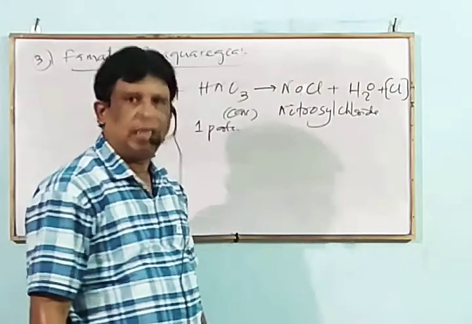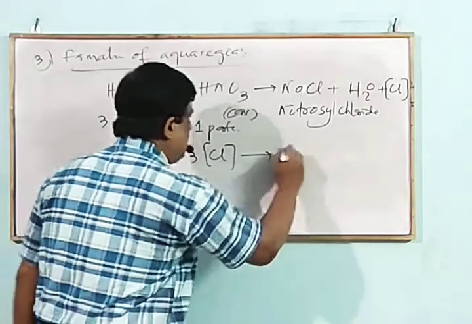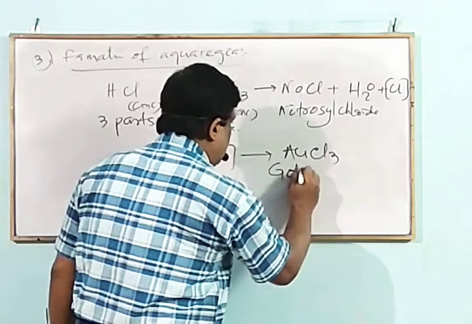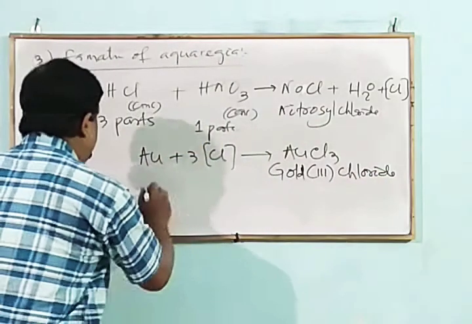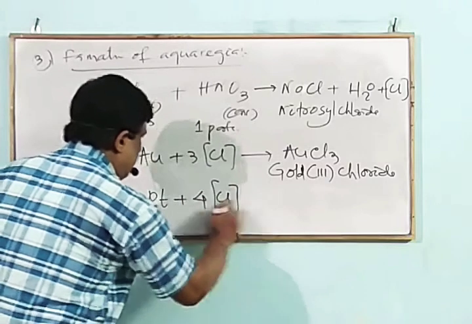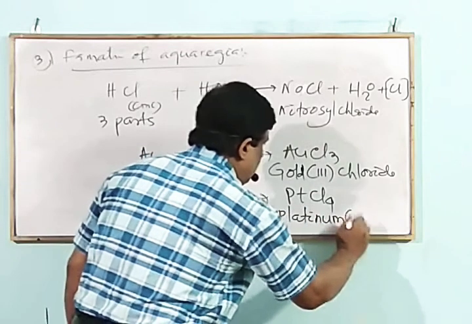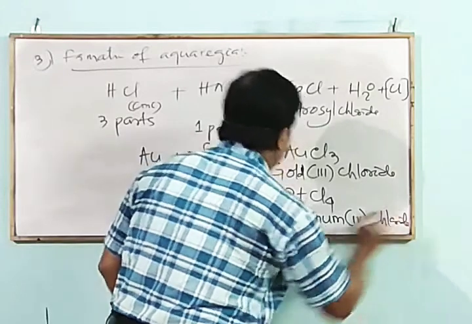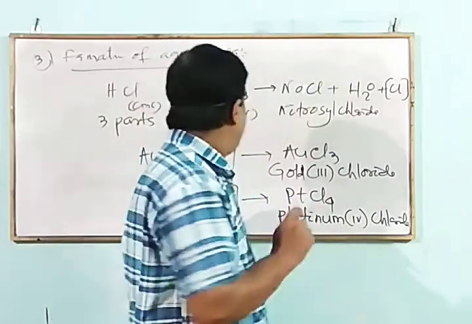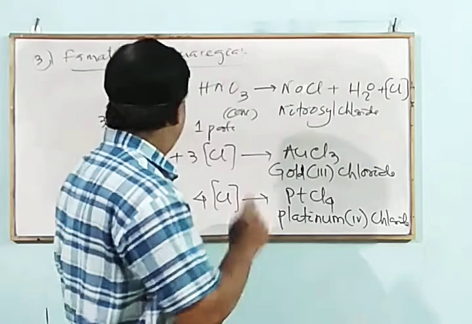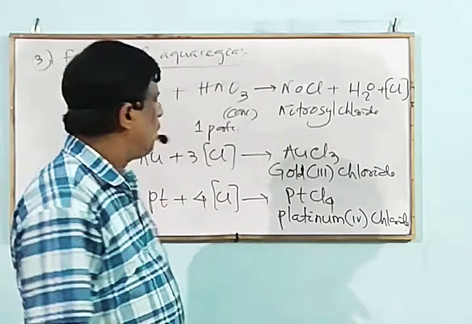This nascent chlorine plays an important role. For example, gold plus nascent chlorine give rise to AuCl3. Its name is gold(III) chloride or auric chloride. Similarly, Pt plus 4Cl, that is PtCl4, platinum(IV) chloride or platinic chloride. I repeat again. The mixture of 3 parts of concentrated HCl and 1 part of concentrated HNO3 is known as aqua regia, an important chemical used to dissolve noble metals like gold and platinum.